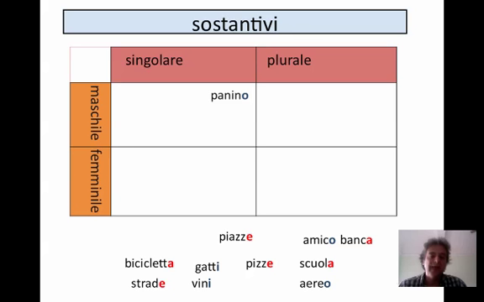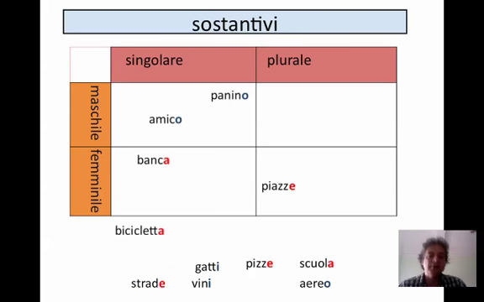Piazze, the ending e, tells us that it's feminine plural. Amico, once again, is masculine singular. Banca, the ending a, helps us identify the word as being feminine singular. Bicicletta, same thing. Now the ending of gatti is i, and if you remember, the ending i tells us that it's masculine plural.